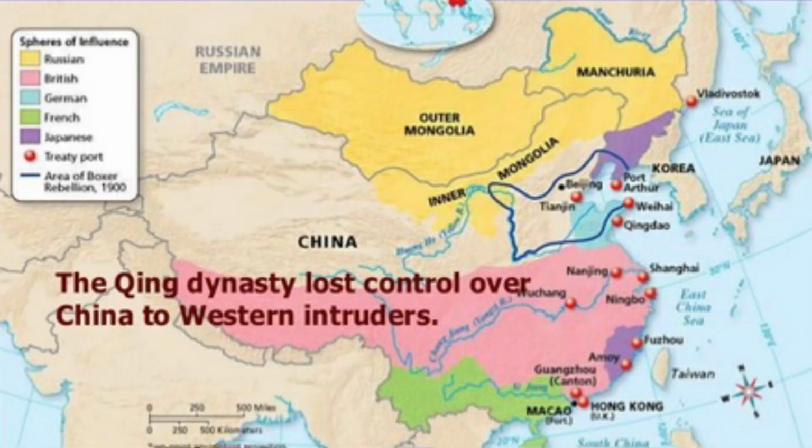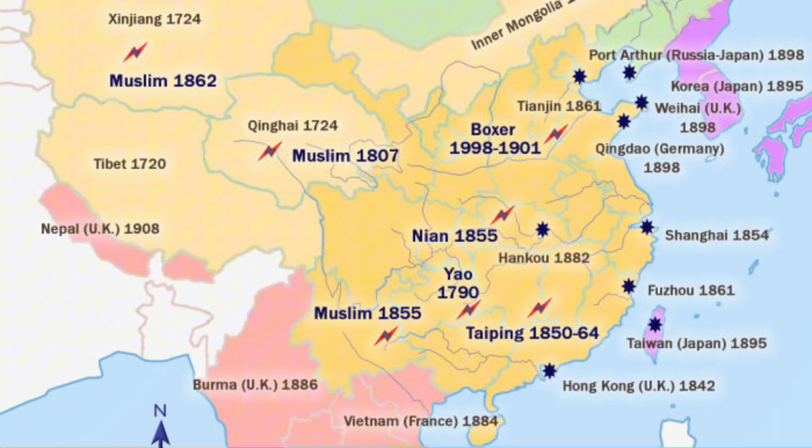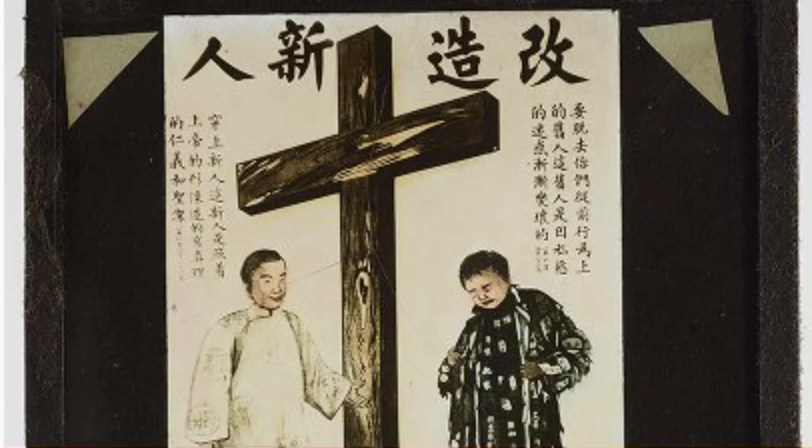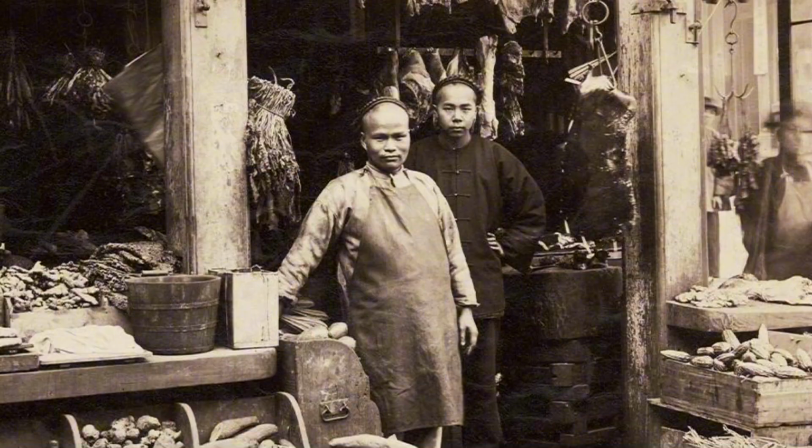The open door policy resulted in China gaining foreign influence. This created hatred towards the foreigners and led to missionaries working in China being killed. The native Chinese people started to have nationalist feelings against the foreigners.